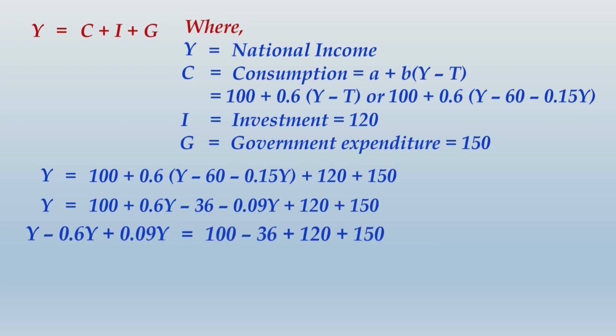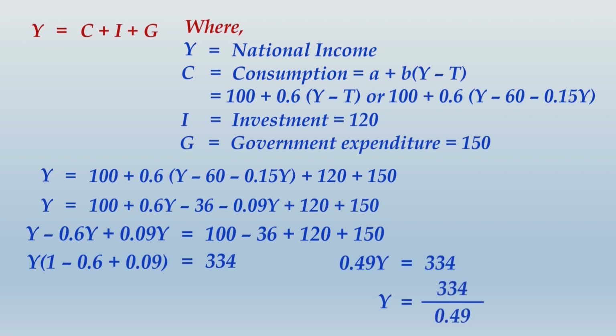Check whether you got it correct or not. What I am getting over here is 0.49 y equals 334, and y equals 334 divided by 0.49, that comes to 681.63. Check whether you got the same thing. If you got the same thing, very good. If you did not get it, see what went wrong in your solution.